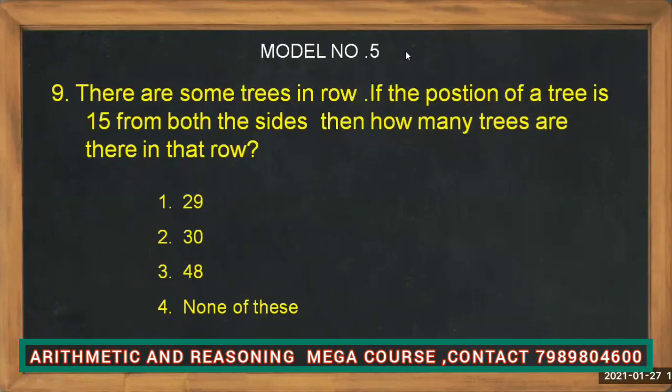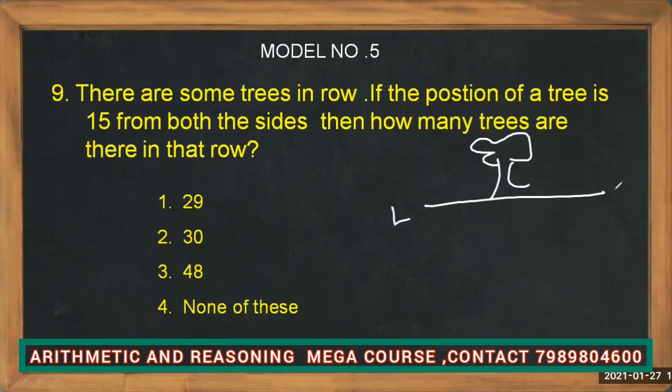Now model number 5, the simplest problem. There are some trees in a row. If the position of a tree is 15 from both sides, then how many trees are there in that row? Very simple, my dear friend. See, here in a row, there are many trees. I'm taking the tree here. The position of this tree from the left and from the right is the same, which is 15.